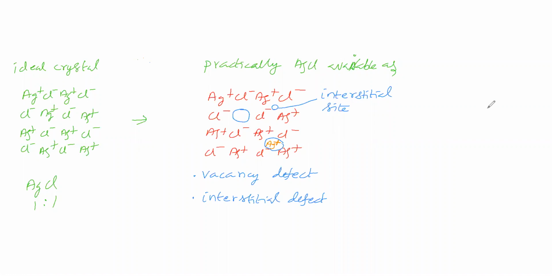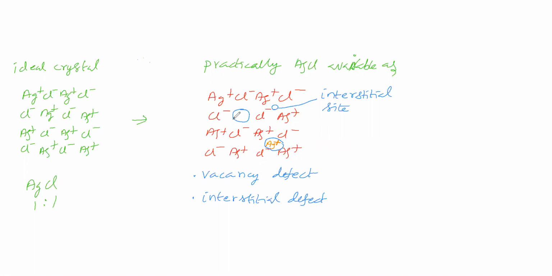Okay, so here you see, first we will see this ideal crystal. In the ideal crystal, you see how Ag+ and Cl- ions are present. Now, this is the practically available AgCl.